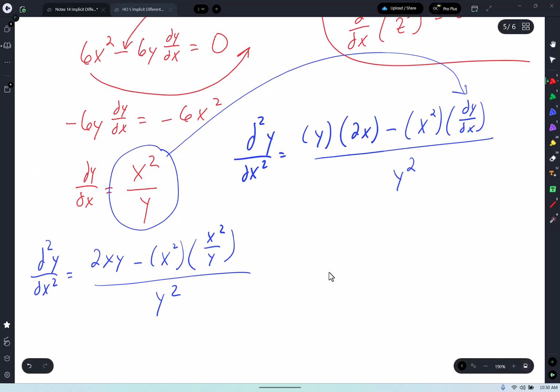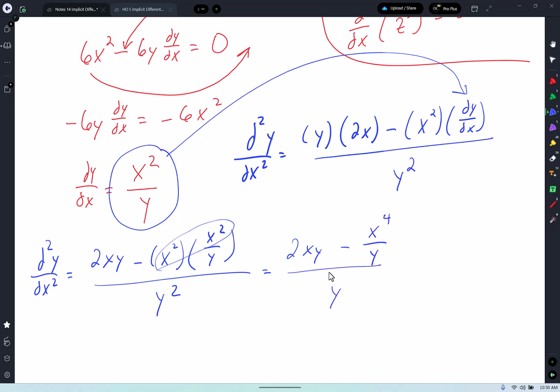All right. Here we go. Oh, going back to blue. So 2xy minus x squared times x squared is x to the fourth, and I'm going to write a y like that over y squared. If you have colored pencils, here's a good place. I need to get a common denominator in the numerator. So I'm going to multiply this dude by y over y. And now I get 2xy squared over y minus x to the fourth over y, all over y squared.